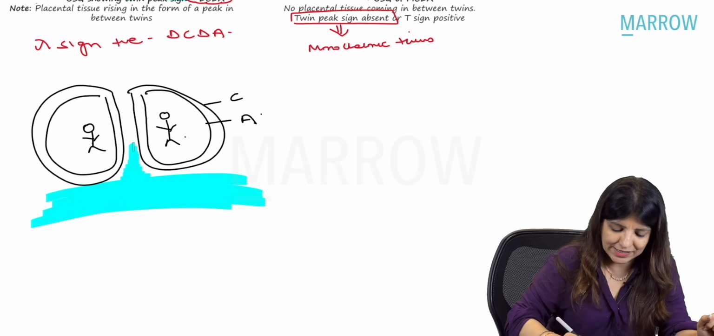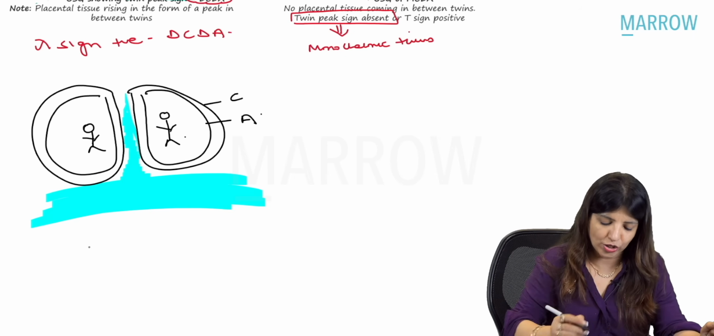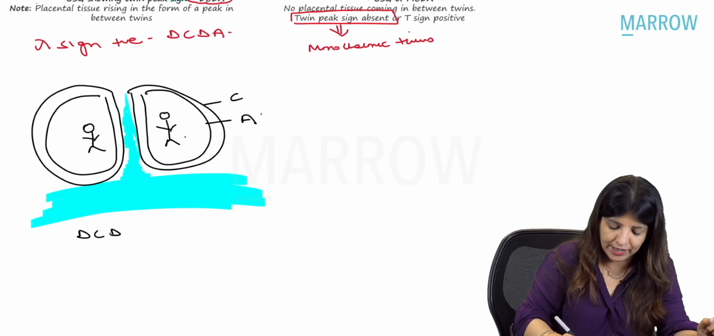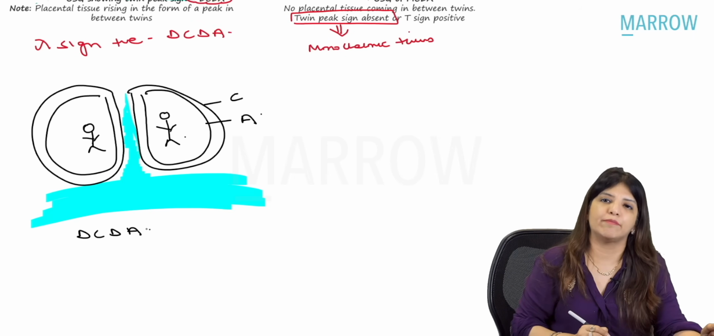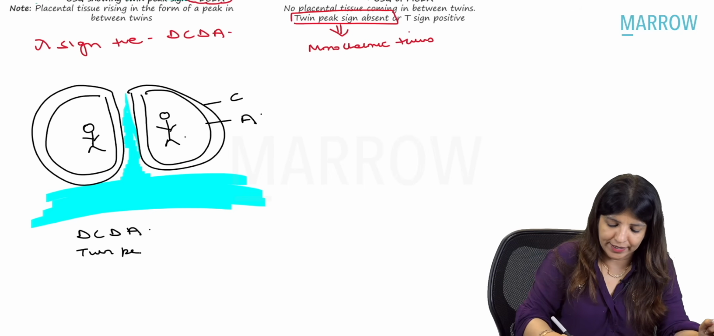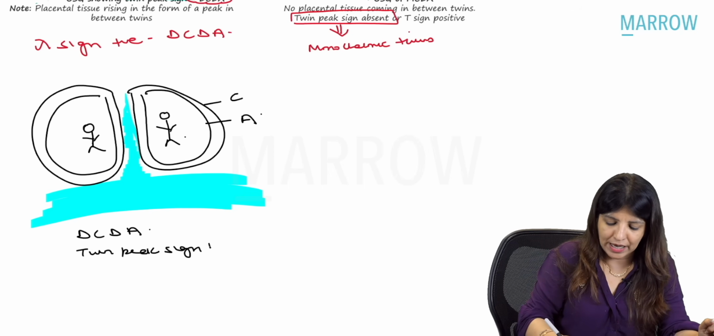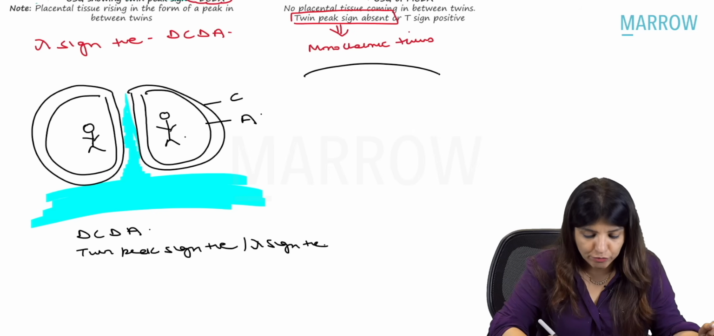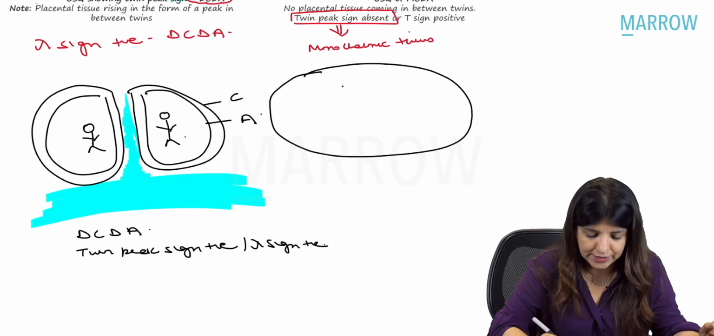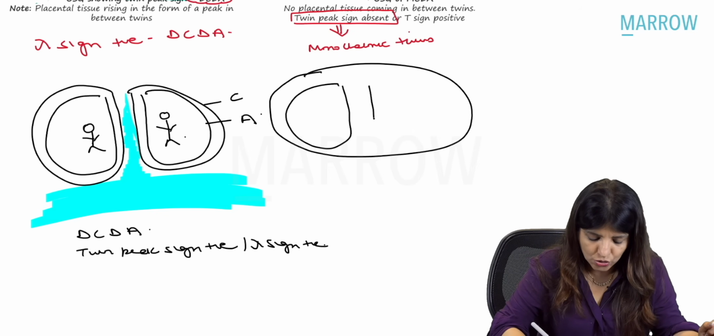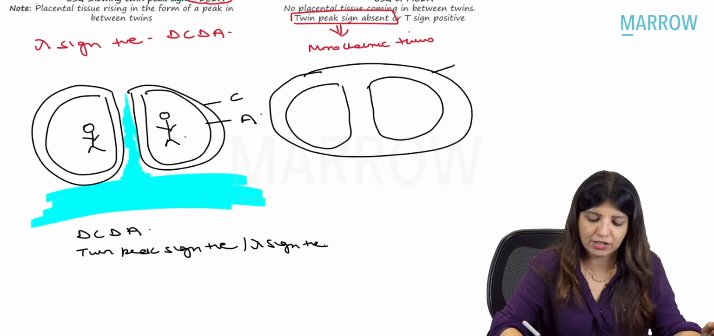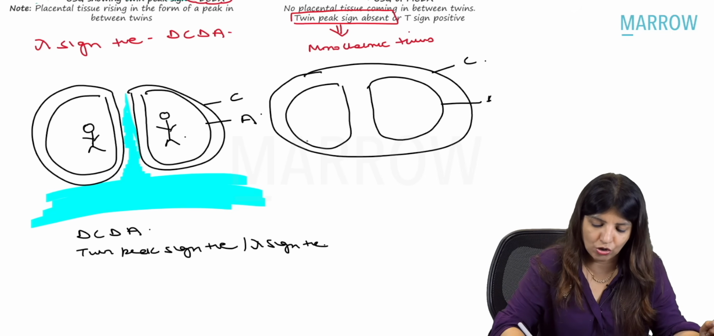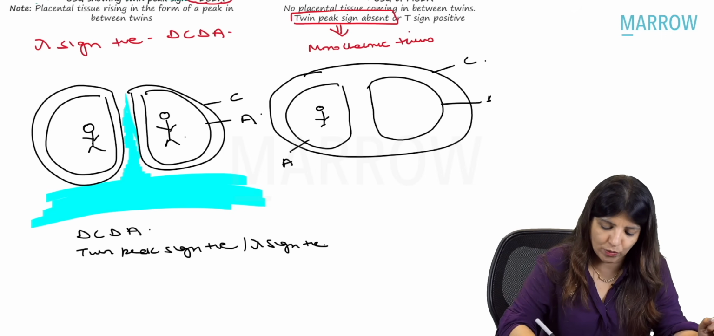Now, if you see placental tissue coming in between the twins, this is what is twin peak sign positive, and this is seen in dichorionic diamniotic twin pregnancy, where you are getting twin peak sign positive, which is also called as lambda sign positive. Now, suppose I am drawing monochorionic diamniotic twins. So, this is a diagrammatic representation of monochorionic diamniotic twin.